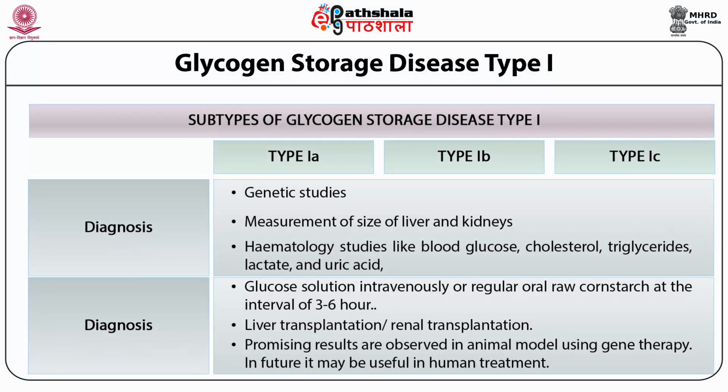Glycogen storage disease diagnosis includes genetic studies, measurement of the size of the liver and kidney, and hematology studies like blood glucose, cholesterol, triglycerides, lactate and uric acid. Treatment includes glucose solution given intravenously or regular oral raw cornstarch at intervals of 3 to 6 hours, liver transplantation or renal transplantation. Promising results are observed in animal models using gene therapy. In future, it may be useful for human treatment.